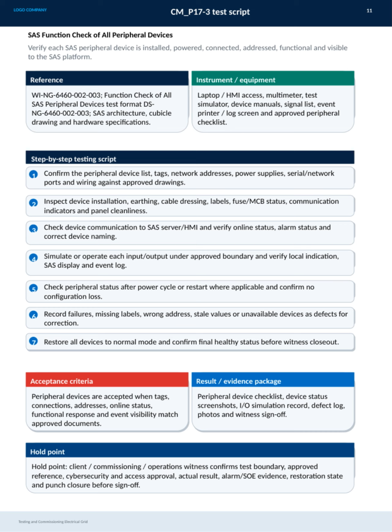Devices are accepted only when their tags, connections, addresses, online status, functional responses, and event visibility align with approved documentation. The evidence package includes checklists, screenshots, simulation records, defect logs, photos, and the witness sign-off. A critical hold point requires client, commissioning, and operations witness approval to confirm the test boundary, references, cybersecurity, actual results, and restoration before sign-off. This comprehensive process ensures every peripheral device is reliably integrated into the SAS platform.